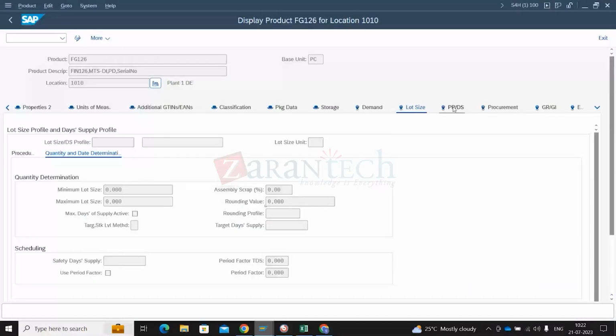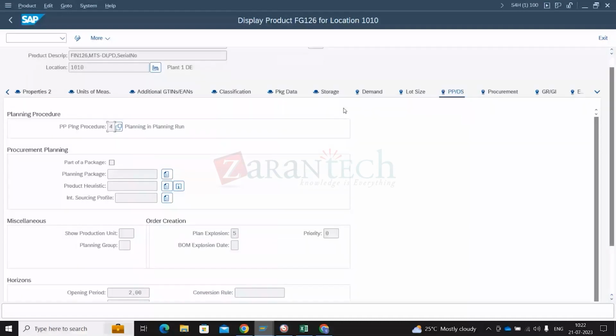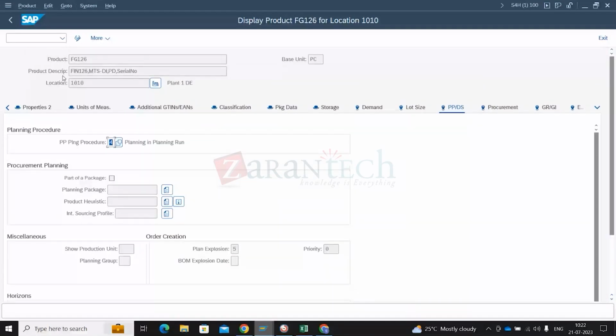This is the tab for which we are doing all this, but all these other things play a backend role, and this is the forward part for us. There is something called the planning procedure on the PPDS tab. The planning procedure has a particular configuration behind it. It governs what happens if I make any kind of change on the product. PPDS is usually short-term planning, and in short-term planning you cannot wait for the weekend, right?